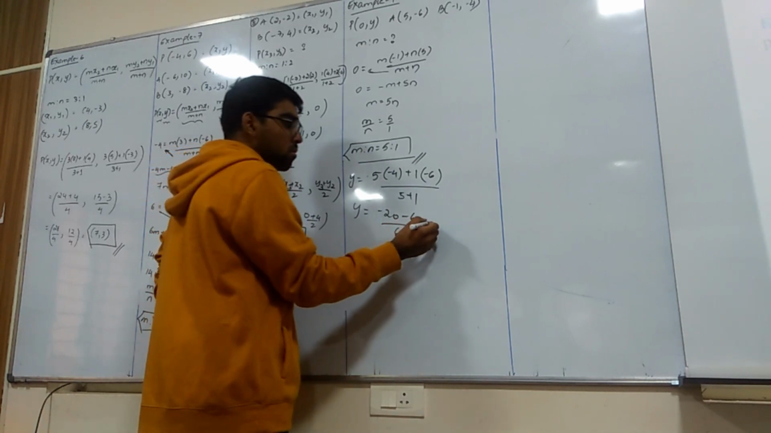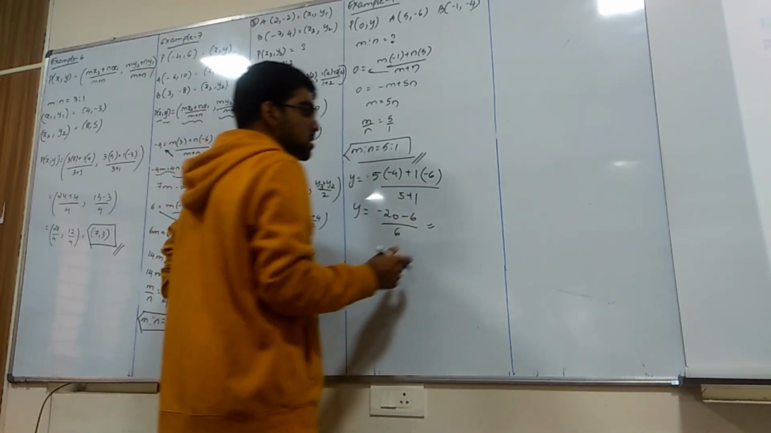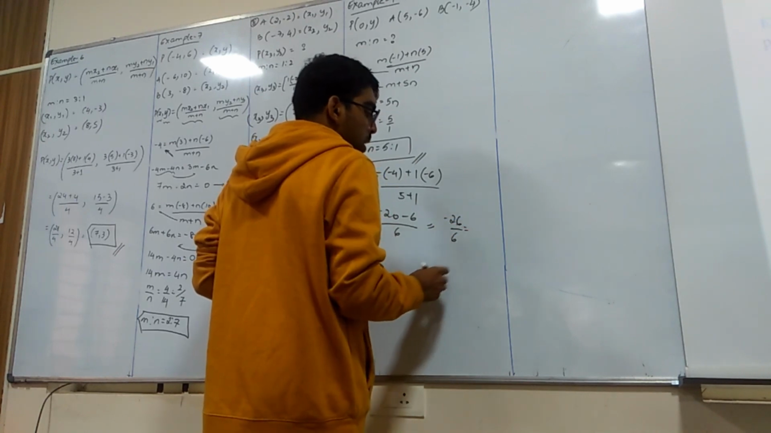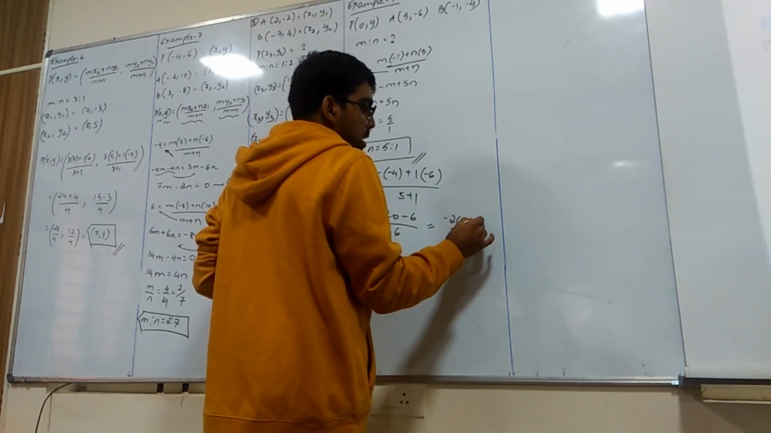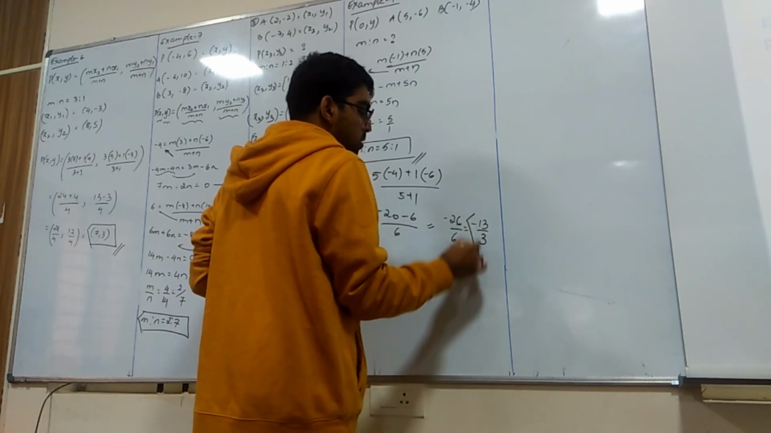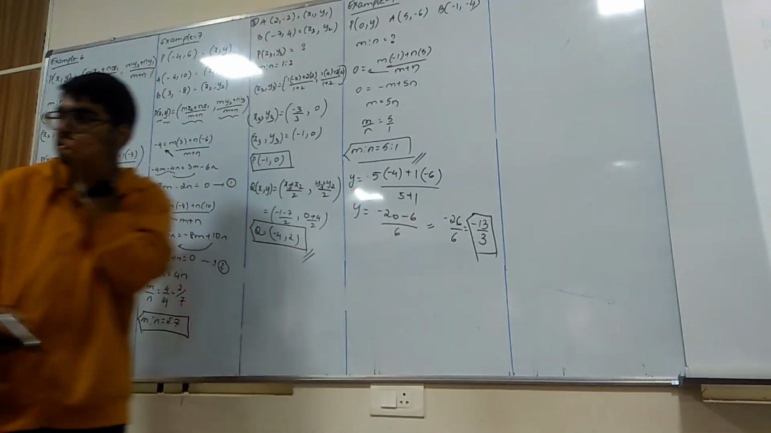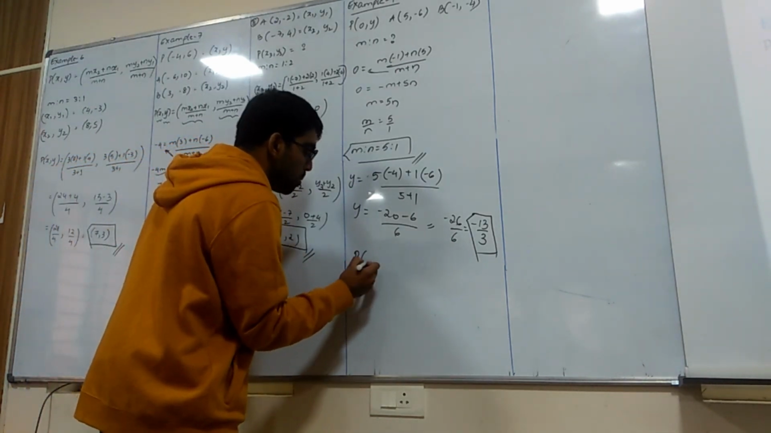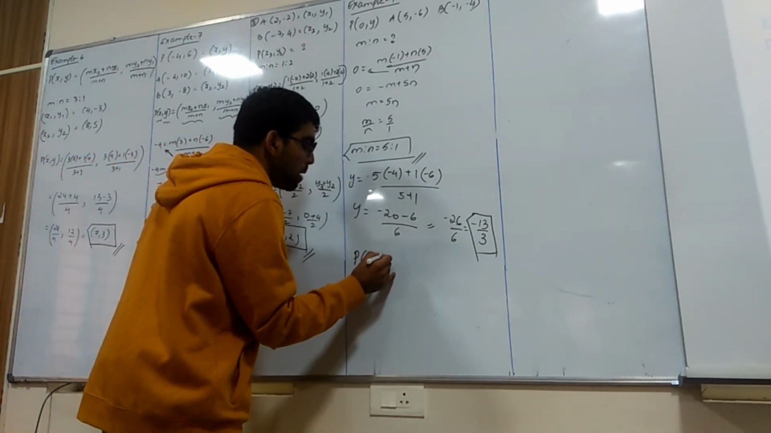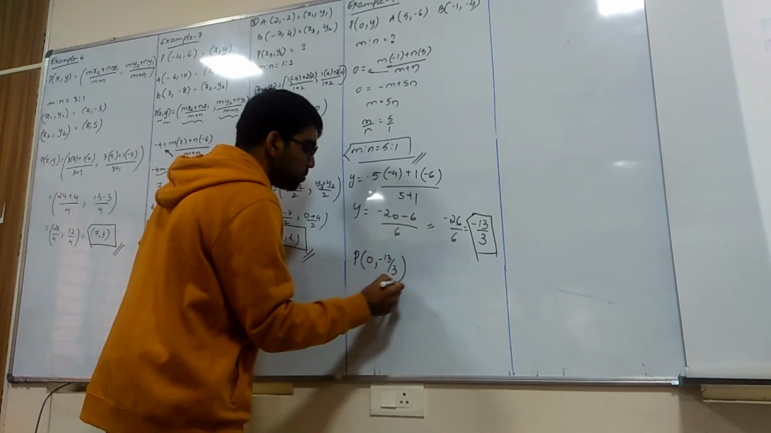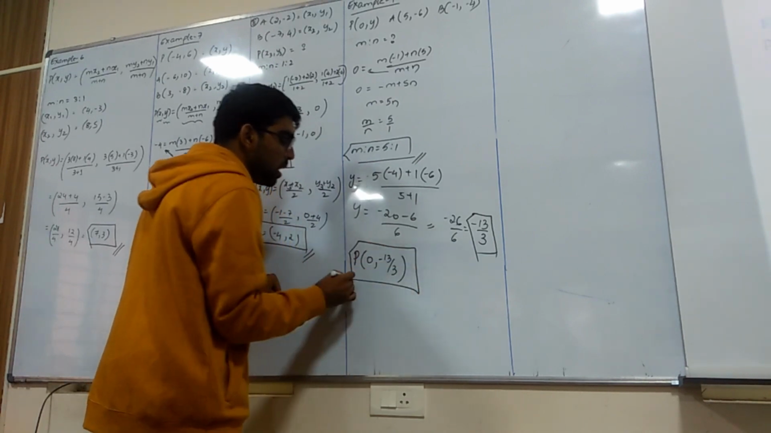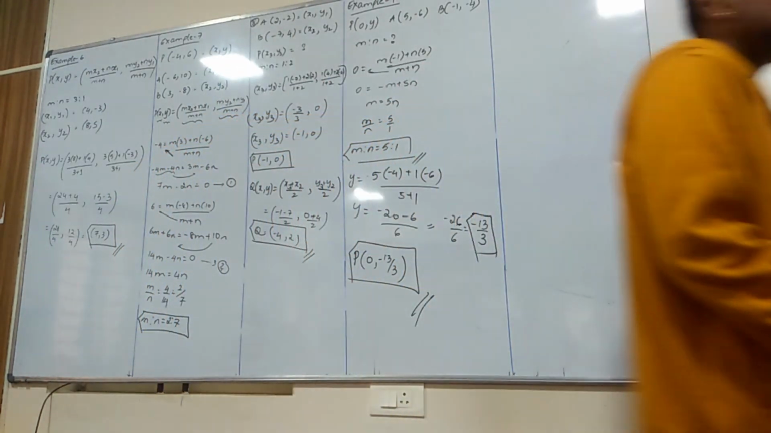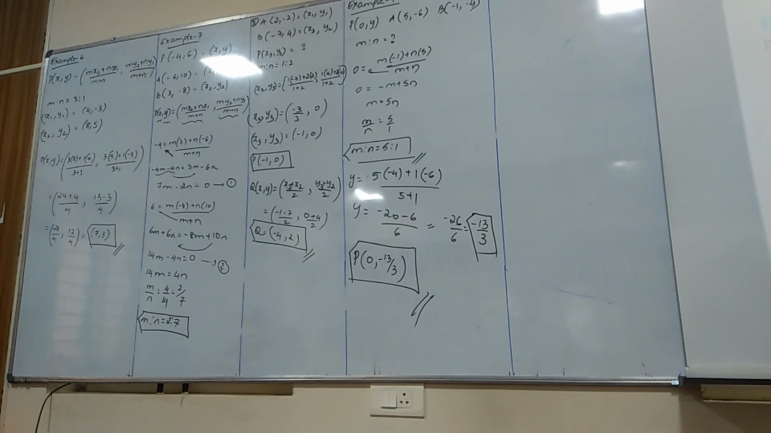Minus 20 minus 6 is minus 26 by 6, which will be minus 13 by 3, right? 2 tables. So therefore the point P is equal to 0, minus 13 by 3. Okay, clear? Doubt? Okay.